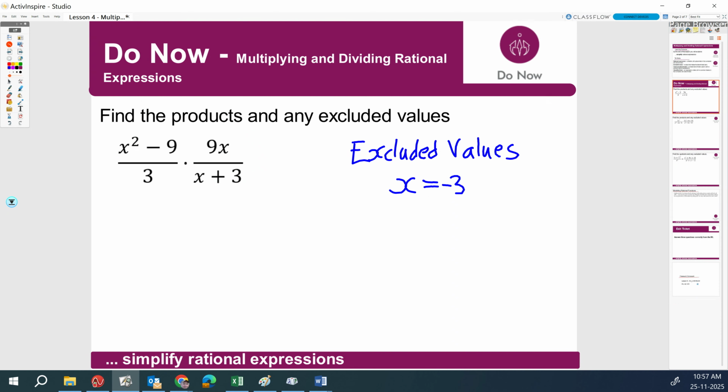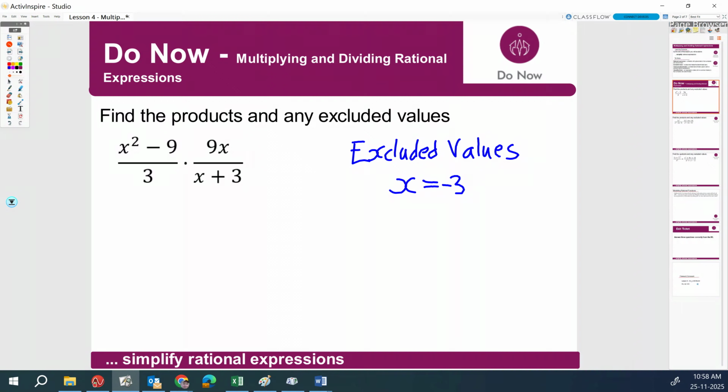Make sure you understand the difference between stating an excluded value and stating the domain. The domain is x is not equal to -3, but the excluded value is x is equal to -3. This is also, if we graphed a function with this expression, it would be the vertical asymptote.